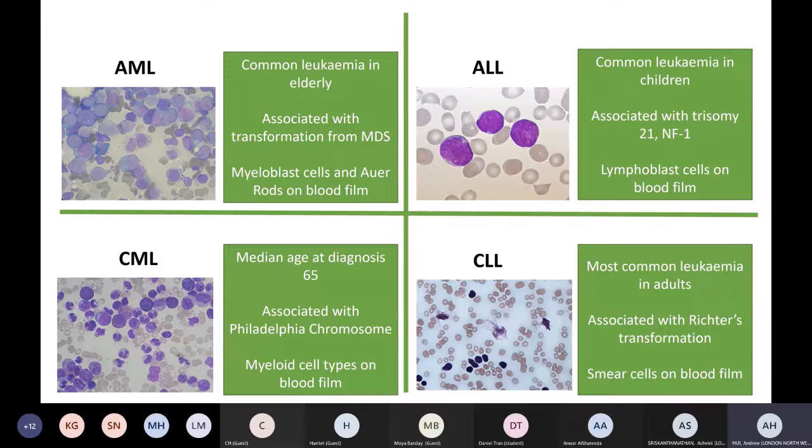And finally, CLL. It's the most common leukemia in adults in general. It's associated with Richter's transformation to an aggressive lymphoma, which you may see in MCQs. And the blood film will show smear cells. So we can see 3 smear cells on that blood film. These white blood cells, when they have been spread out on the blood film, have broken, causing the smeared-like appearance.